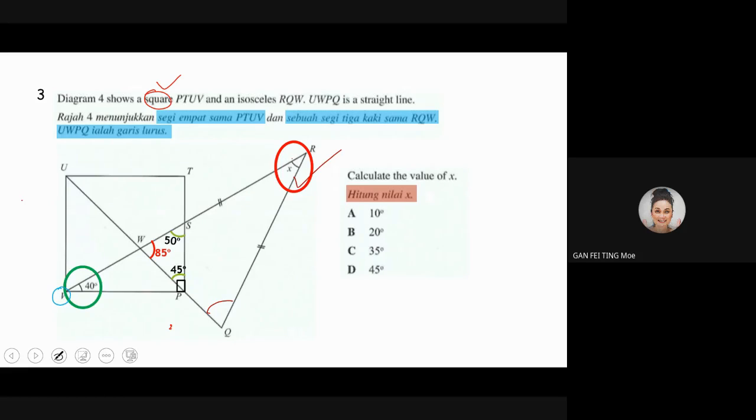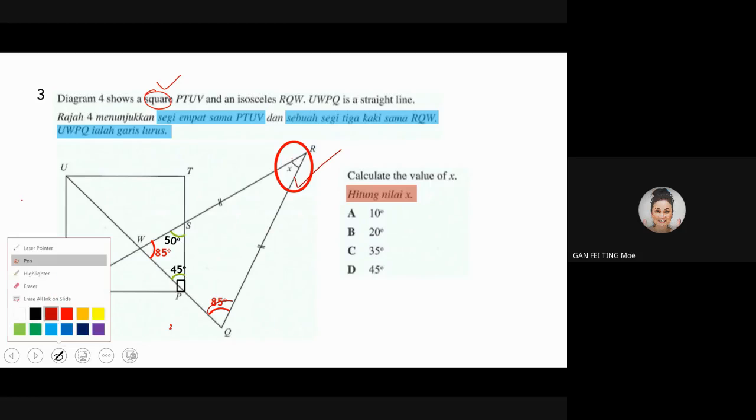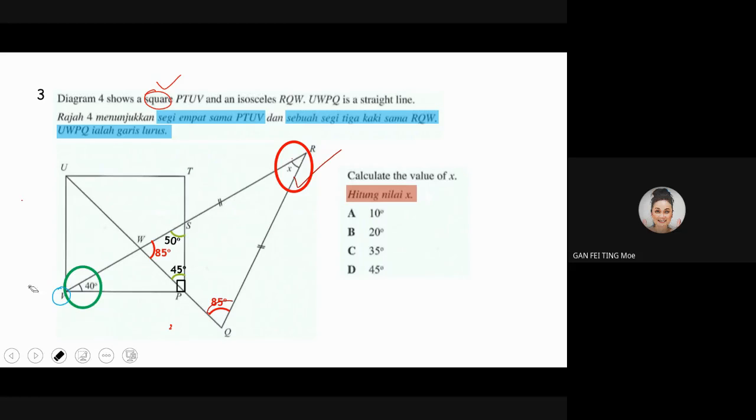Get your calculator very fast. What's the answer of X? Yes, very good. See? So what level of this question is this? This is a lower secondary question level, which means it's very easy, not difficult. You need to think.